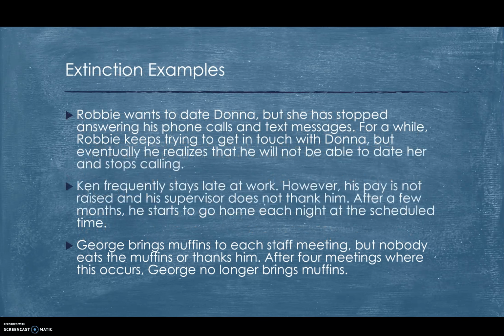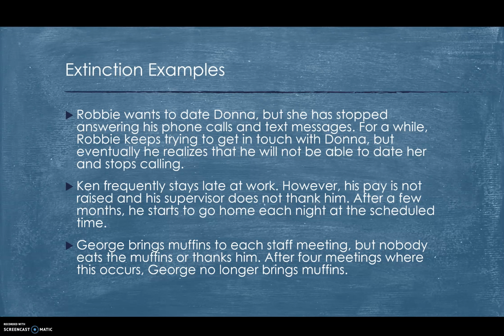A few example scenarios for the idea of extinction as we review this topic. A popular one is the idea of somebody wanting to date somebody. For instance, if a person named Robbie wants to date Donna, but she's stopped answering his phone calls, and she also does not answer his text messages, he might try to get in touch with her for a while longer, so he may continue to call her if reaching out to contact her is the targeted behavior that we're talking about. He may continue to try to do that, but eventually he'll realize that it's not going to happen. She's not going to reply or respond or date him, and so he'll stop calling. That's the idea of the extinction.